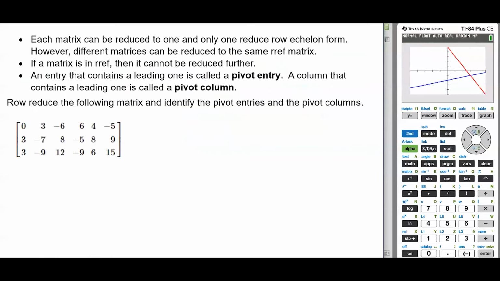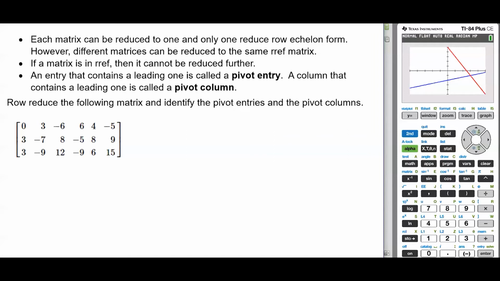Each matrix can be reduced to 1 and only 1 reduced row echelon form. So once you get to reduced row echelon form, you can't go any further. You can't reduce it any further. And that matrix is the only reduced row echelon form for the original matrix. Now, different matrices can be reduced to the same reduced row echelon form matrix, but each matrix has only one reduced row echelon form. You can't reduce it to 2 different ones, okay?